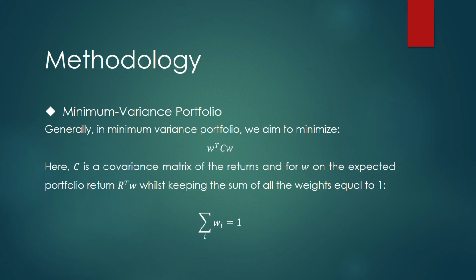And so generally, in minimum variance portfolio, we aim to minimize this term here, and the letter C is the covariance matrix of the returns, and W is the vector of portfolio weights, whilst keeping the sum of all the weights equal to 1. The sum should be 1. And that is the method we used to build the portfolio.